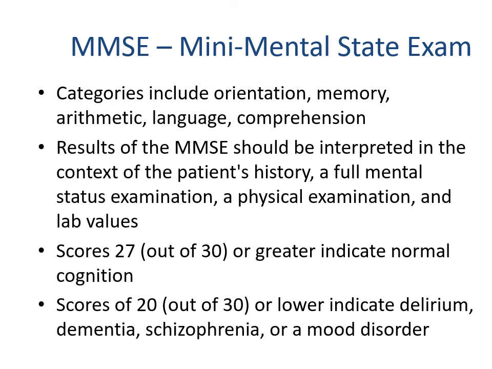So again, if somebody's baseline is one score and they continue to score that way, then they may have some cognition issues, but there's actually not a change in status. Whereas if you started off with a proper score and then had a decrease in score, then something has changed. So 27 or greater out of 30 indicates normal cognition. Scores of 20 or lower indicate delirium, dementia, schizophrenia, or a mood disorder.